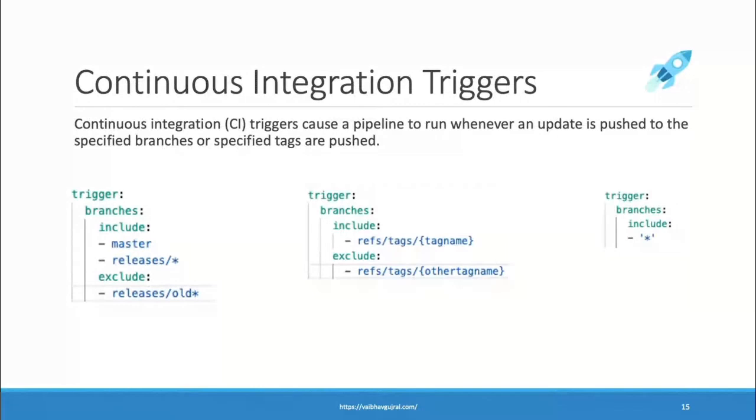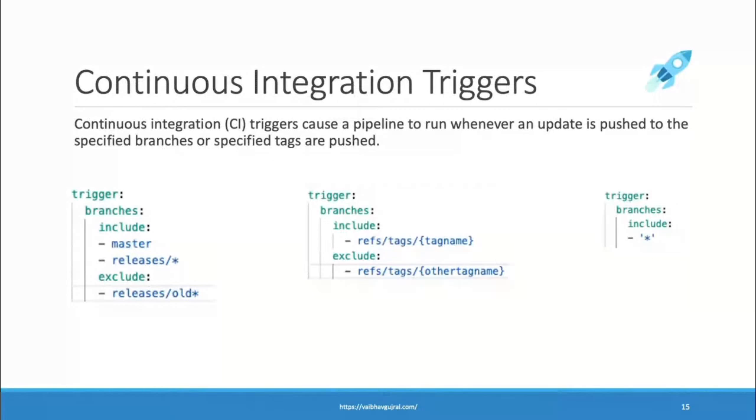In the first one, the pipeline will be triggered if a change is pushed to master or to any release branch. However, it won't be triggered if a change is made to a releases branch that has old as a prefix in the name. If you specify an exclude clause without an include clause, then it is equivalent to specifying a wildcard in the include clause. As visible in the second example, you can also configure triggers based on tags. If you don't specify any triggers, it utilizes the default implicit trigger as shown in the last example, where everything is included.